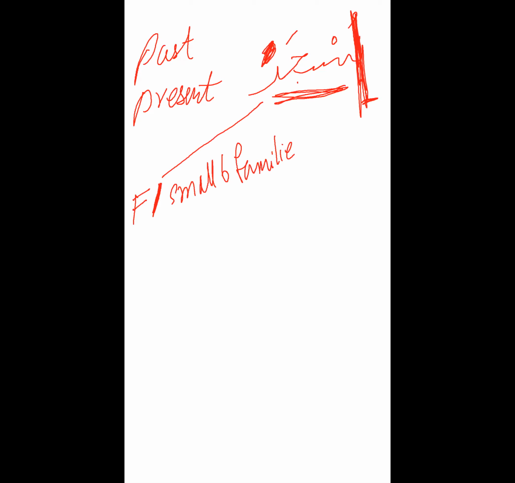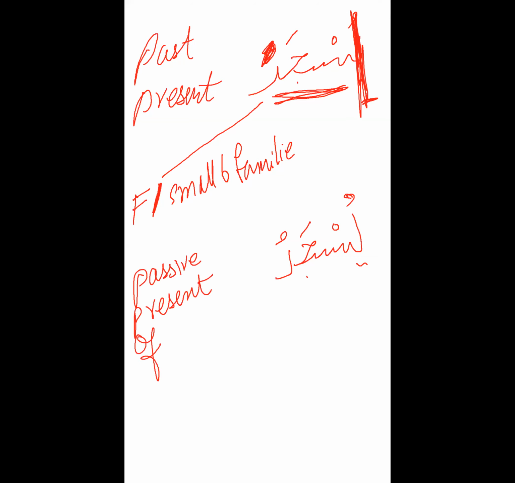So yusjadu is the passive present of Sajada, Yasjudu family. This is the Nasara family, because we have Nasara Yansuru. So we call this the Nasara family. And this is completely correct, right? Yes. If your answer is this, after recognition, it is completely correct.